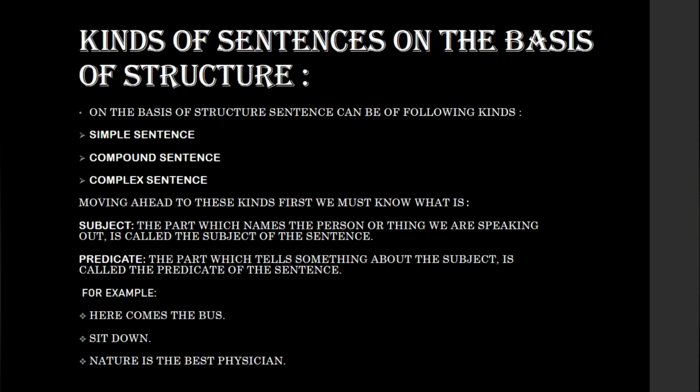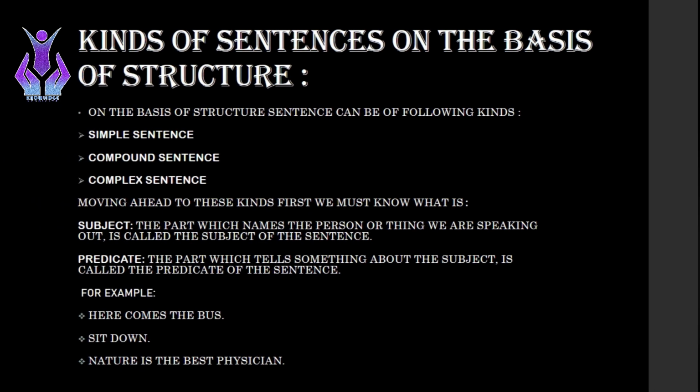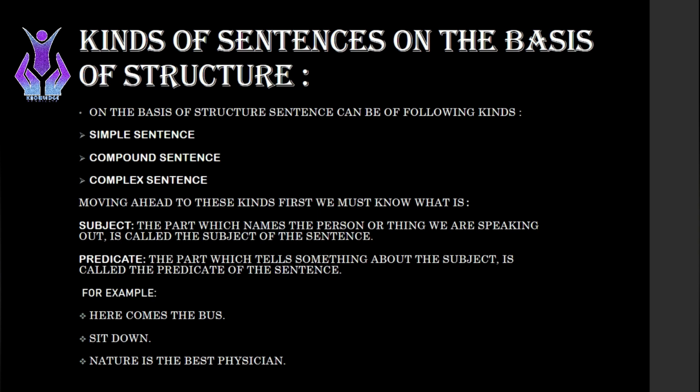Kinds of sentences on the basis of structure. On the basis of structure, a sentence can be of 3 types: simple sentence, compound sentence, and complex sentence. Moving further to these kinds, at first we must know what a subject is, what a predicate is, and what a clause is. The subject is the part which names the person or thing we are speaking about, and the part which tells something about the subject is called the predicate of the sentence.